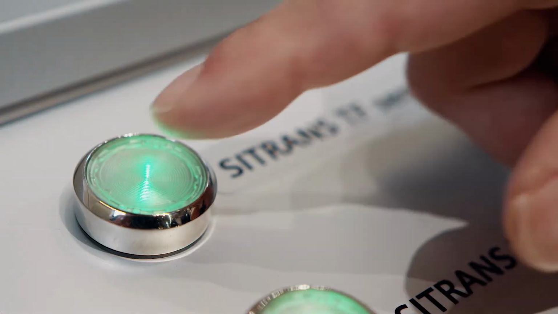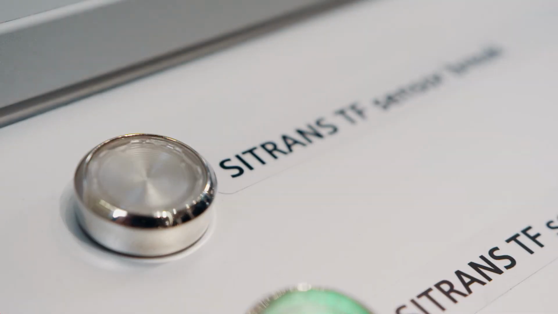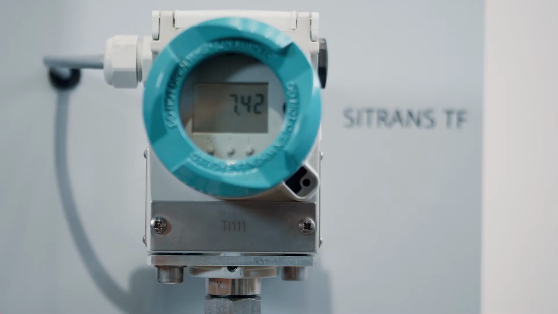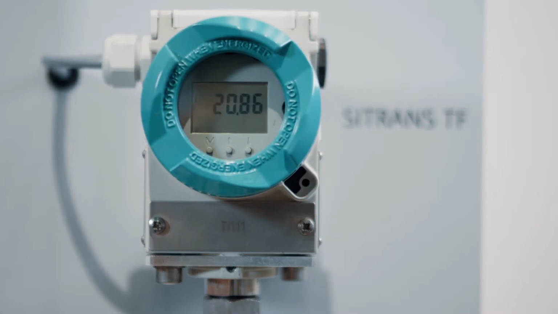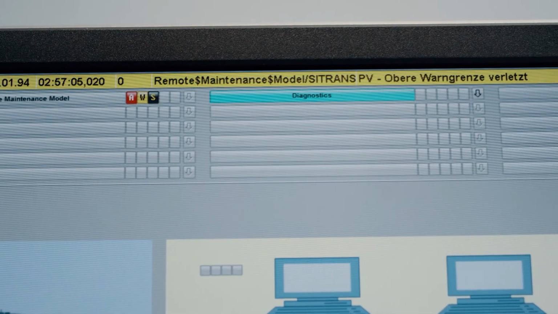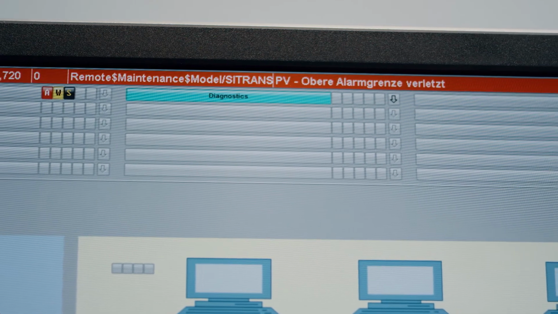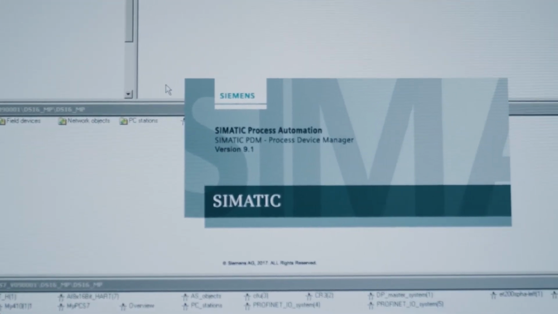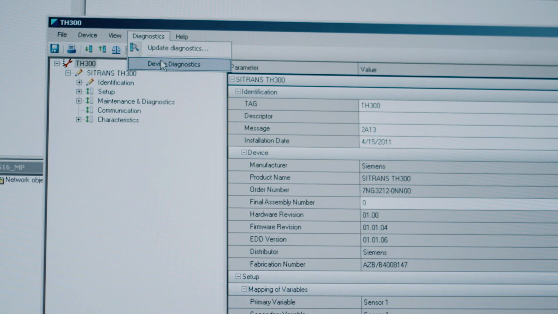I'd like to show you one example. If you push this button, a sensor break will be simulated at a C-Trans TF transmitter for temperature measurement. This causes an alarm in the SIMATIC PCS7 control system. SIMATIC PDM can now access the device to read the diagnosis information.